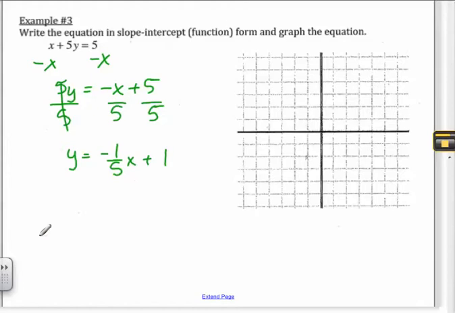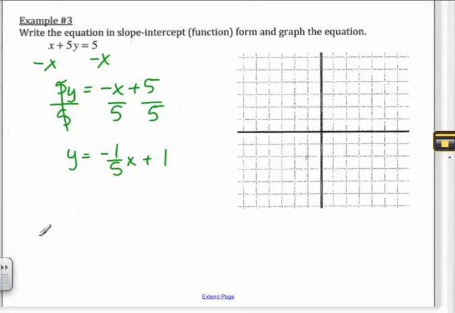Now, wait a minute. What did he do with the x? Why did he stick it out to the side there? I mean, it was on top, right? It was negative x over 5, but now he wrote negative 1/5 x. Why did he do that, Joe? It's being multiplied, right? Negative 1/5 times x does equal negative x over 5. That's true. Why do you think, Eric?